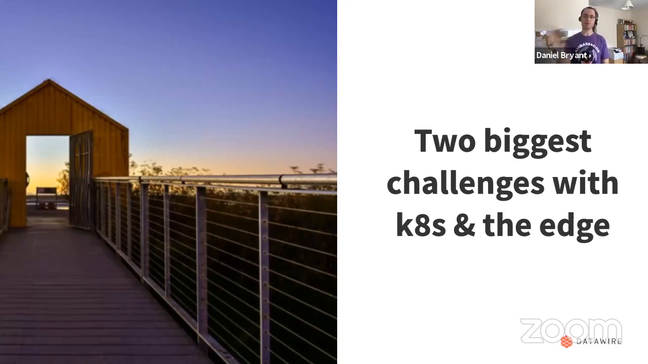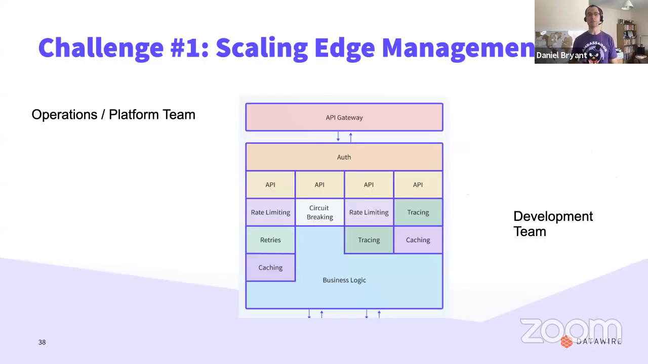For the remainder of the talk, I'm going to look at two of the biggest challenges I've seen as I worked as a consultant and joined DataWire about 3 years ago, with Kubernetes and the edge. I've learned a lot, definitely made a bunch of mistakes, saw some really cool things, and was part of some successful projects. There were two challenges that really did stand out as folks are moving to this cloud native way of working, moving to deploying apps on Kubernetes in particular. And the first one was scaling edge management.